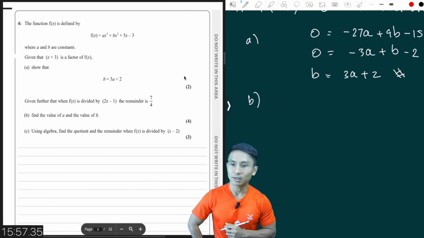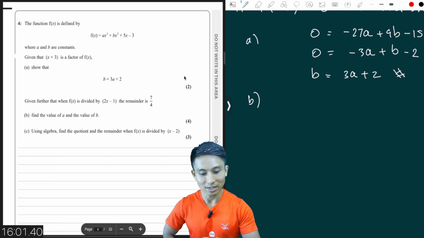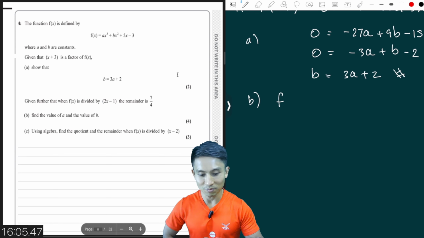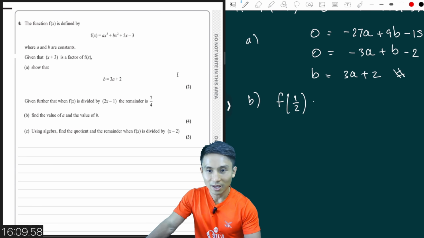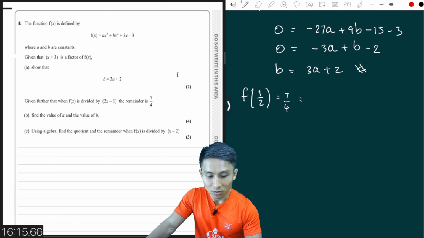Part B. Given further that when f(x) is divided by that, the remainder is that. So again, the critical value of 2x minus 1 here should be 1 over 2, right? So it's f(1/2) instead, and we're going to equate that to 7 over 4. And then I'm just going to substitute that whole lot in.